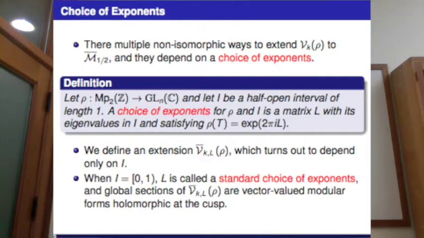To obtain the standard definition of holomorphy at the cusp, use what's called a standard choice of exponents, one where I is the half-open interval from 0 to 1 containing 0. The lengthiest computation in the paper is the calculation of the trace of L for the Weil representation. This computation recovers some classical results that rely on the Dirichlet class number formula.